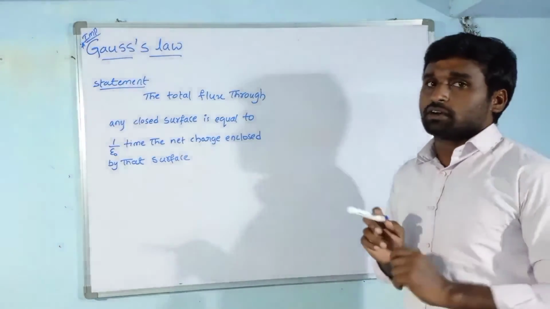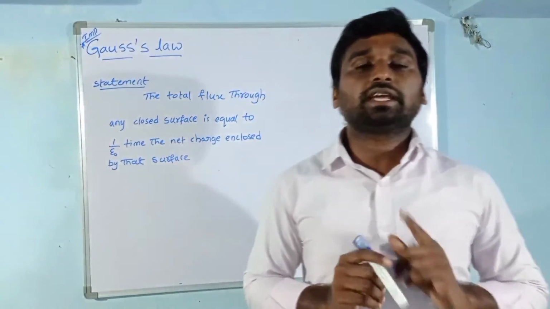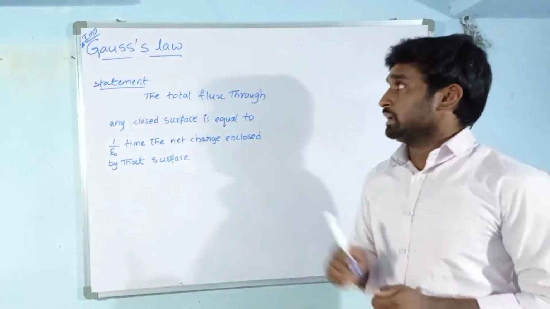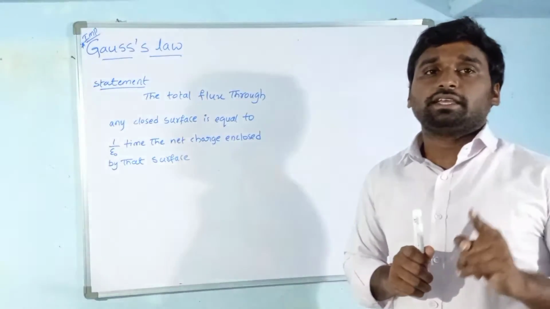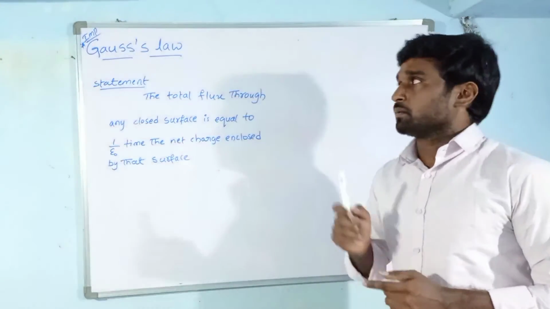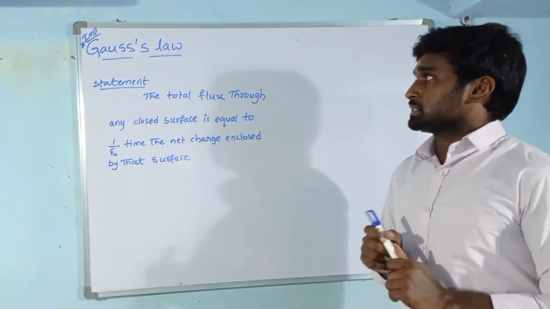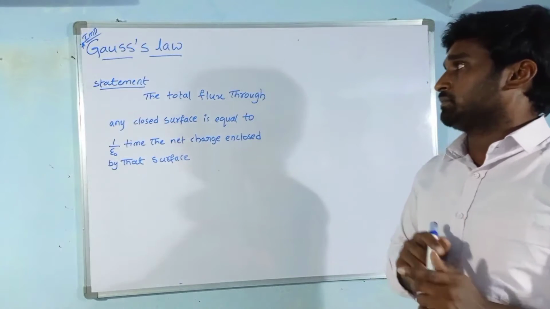This Gauss law is very useful in simplifying the electric field calculations, and it can be used to find the electric flux associated with a closed surface. These are the main uses of the Gauss law. Now, first of all, what is the statement of the Gauss law?